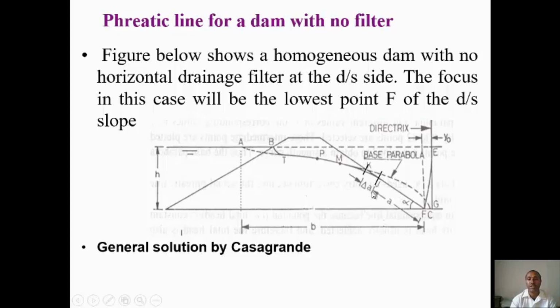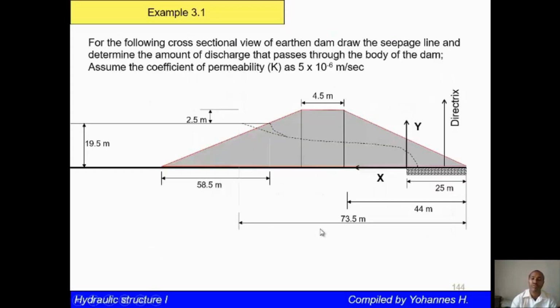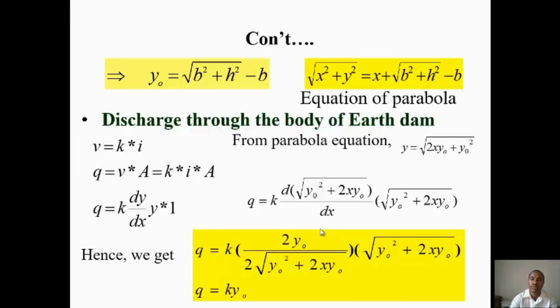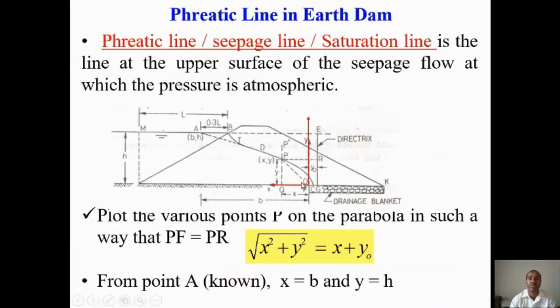So you will have delta a, which is the correction factor. Y naught is the distance from the vertical axis to the directrix. This is a homogeneous dam with no horizontal drainage filter at the downstream side. The focus in this case will be the lowest point F on the downstream slope, which is on the top of the dam, whereas previously the focus was at the starting point of the filter. The principal focus is just on the initial point of the filter.